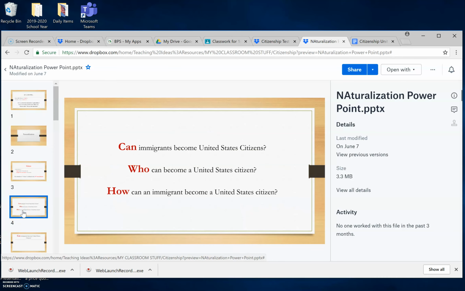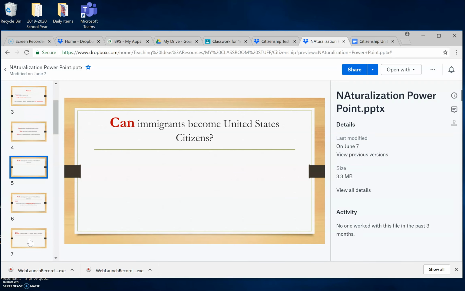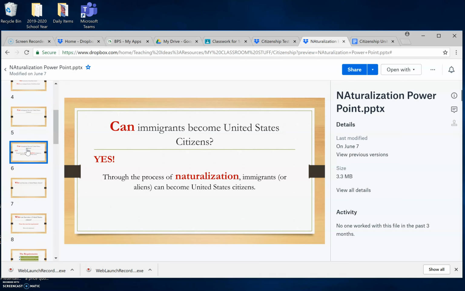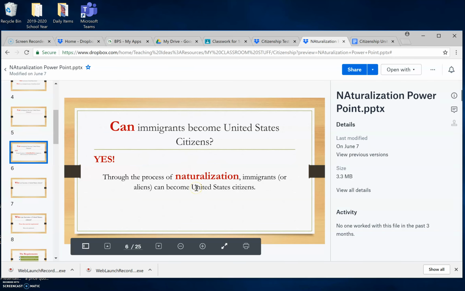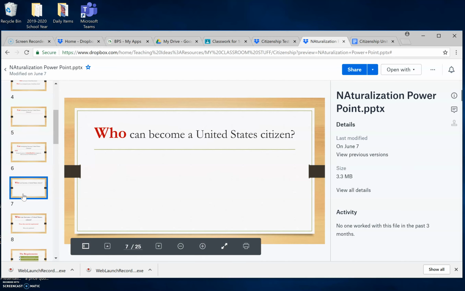Okay, so can immigrants become United States citizens? Of course they can. Who can become a United States citizen? How can an immigrant become a United States citizen? We should already know the answers to that. So the question, can immigrants become U.S. citizens? Of course they can, through the process called naturalization. If you are not born a citizen, you have to be naturalized to be a citizen. And we've gone over that quite a bit.